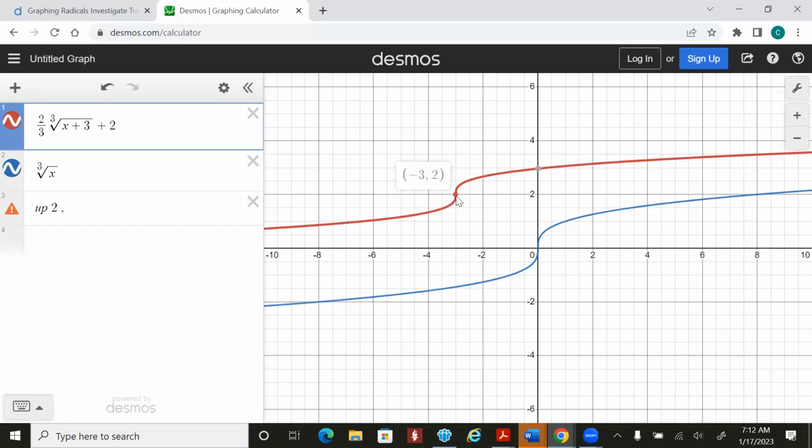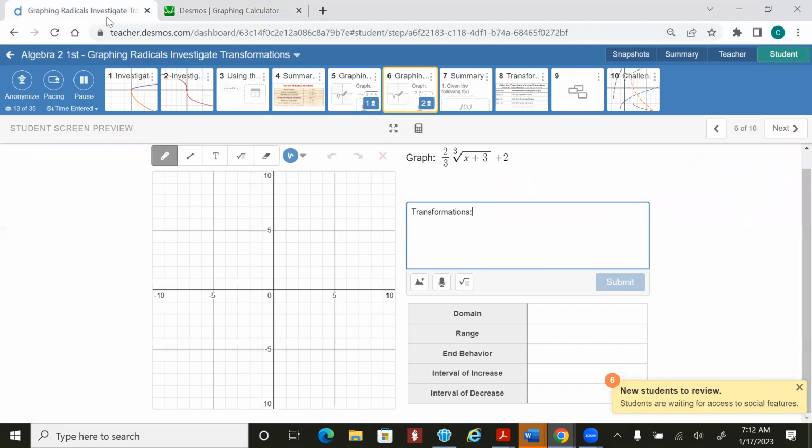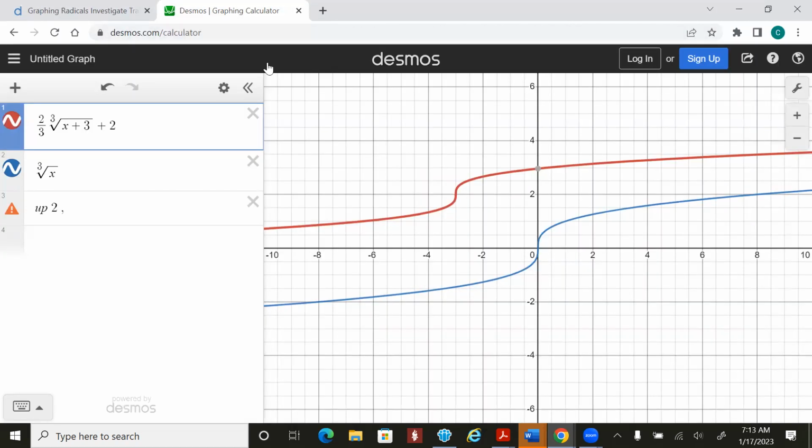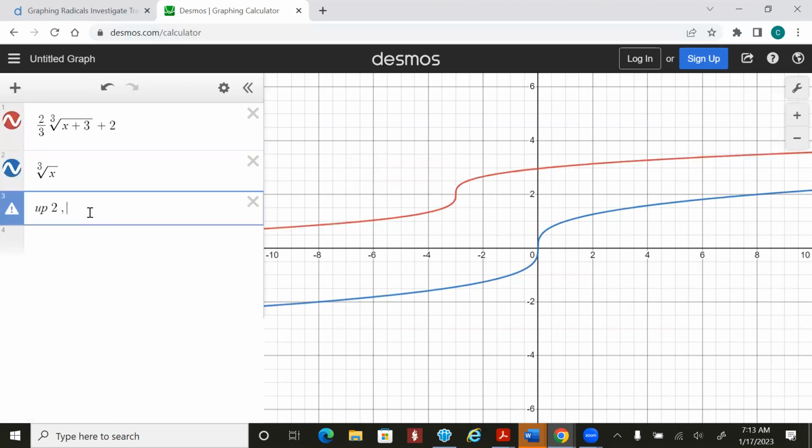We're on slide 6. And we will move over 3. So left 3.